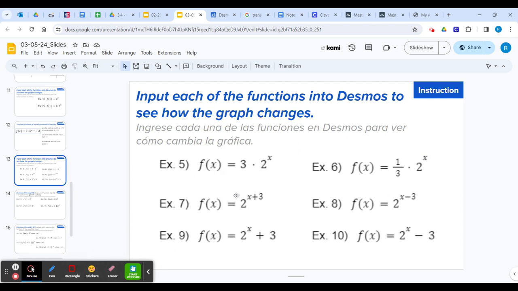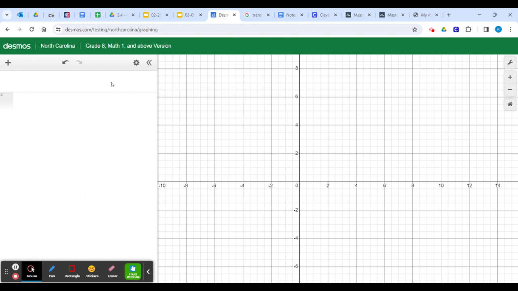Notice how in all of these equations we have a base of 2, but we're doing different things to them based on those different coefficients. And I just want you to see how that graph changes. So if I go to example 5, I type in f of x equals 3 times 2 to the x.